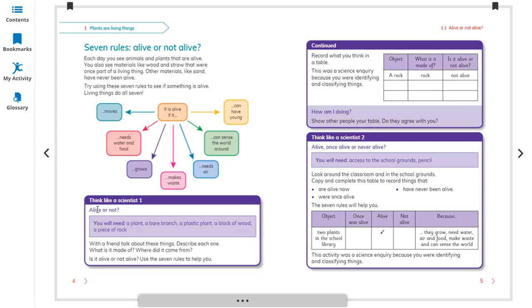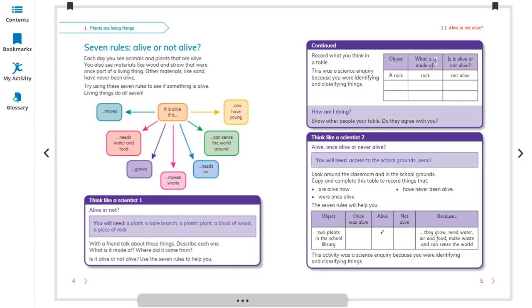So there is an activity, alive or not. You will need a plant, a bare branch, a plastic plant, a block of wood. This is just a kind of activity. Let's move over to the next page. Record what you think in a table. This was a science inquiry because you were identifying and classifying things.